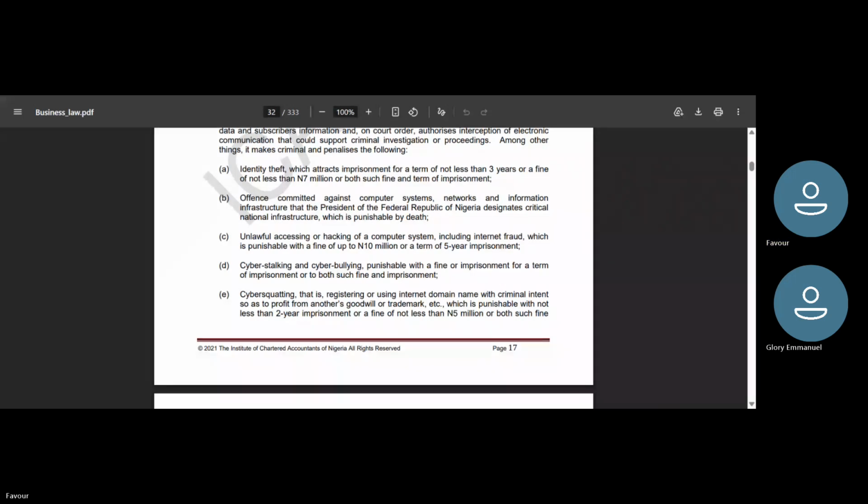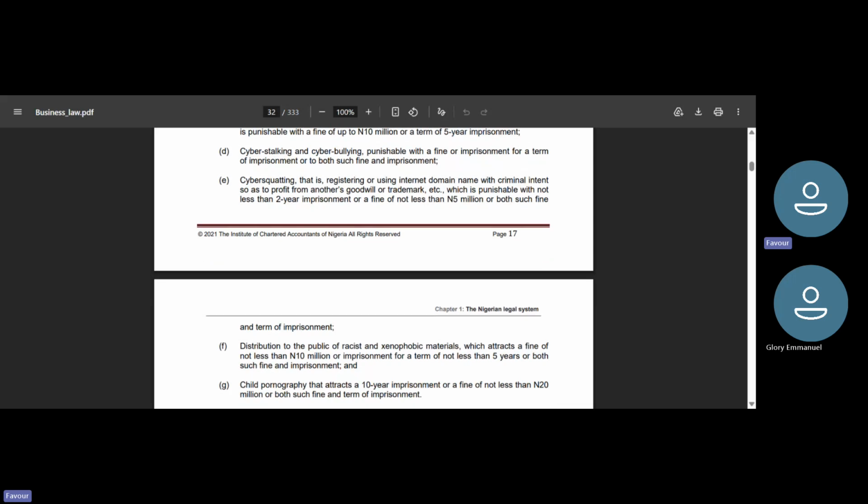Then we have cyber squatting. So cyber squatting, that is registering or using internet domain names with criminal intent. Registering or using internet domain name with criminal intent so as to profit from another's good mark or trademark. This is like you are registering a domain name that is very similar, or you're using someone's trademark to register a domain name.